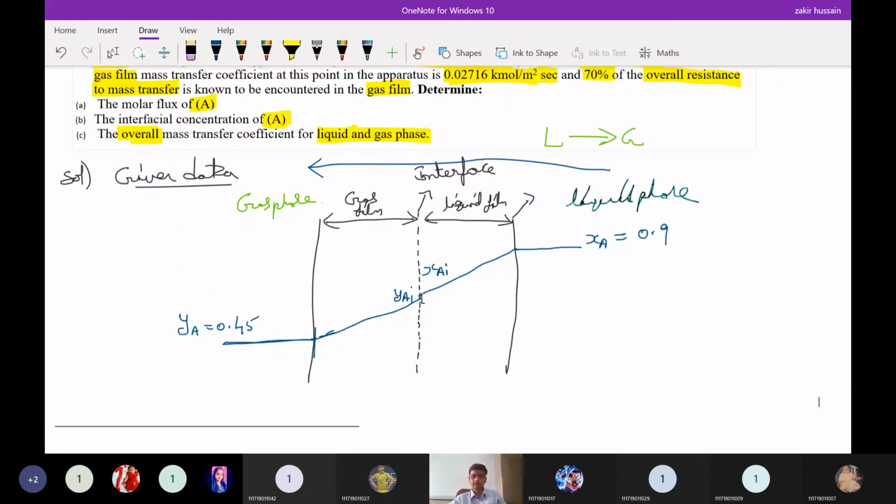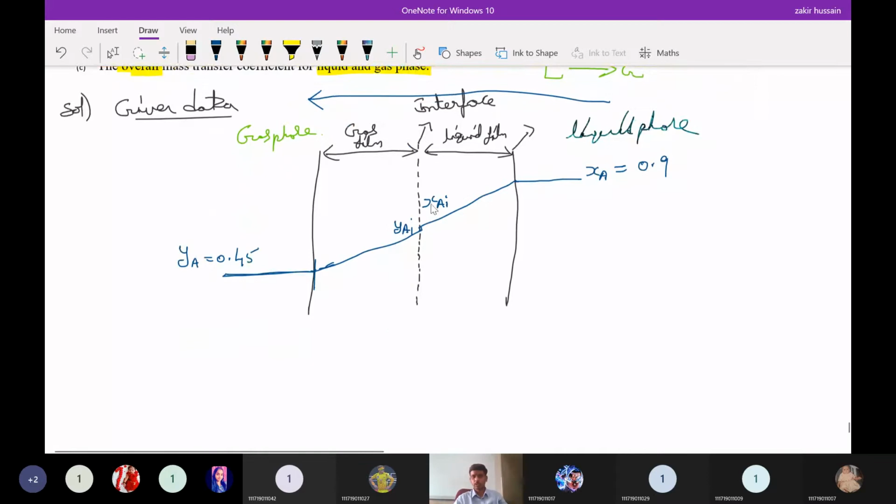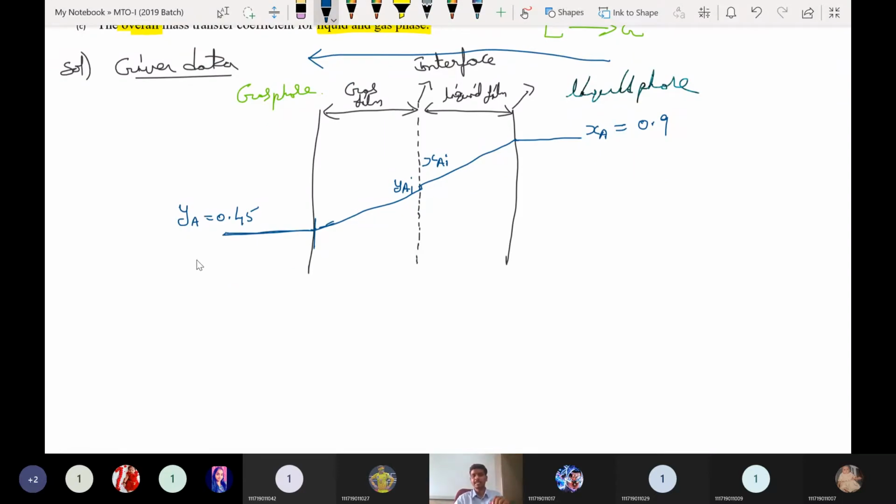Then the interfacial concentrations of this one. So we can define that using Henry's law. According to Henry's law, the equilibrium mole fraction of component A in the gas phase is YA star, and the equilibrium mole fraction of component A in the liquid phase is XA. We don't have the reading for this one, but Henry's law constant is provided.